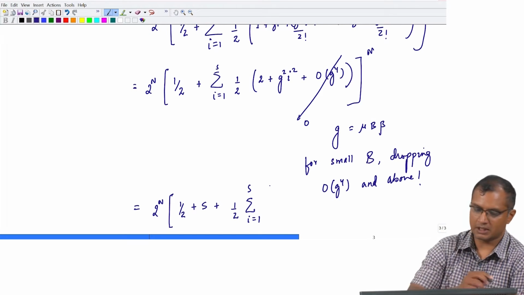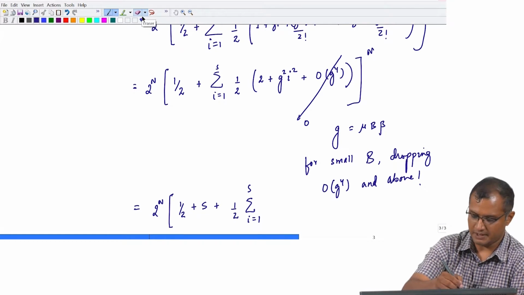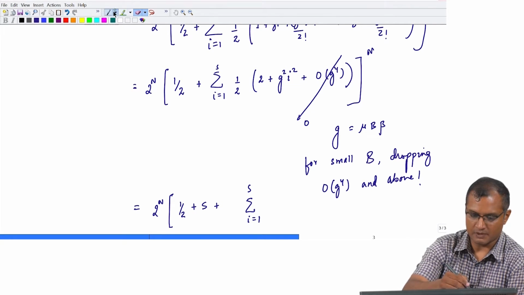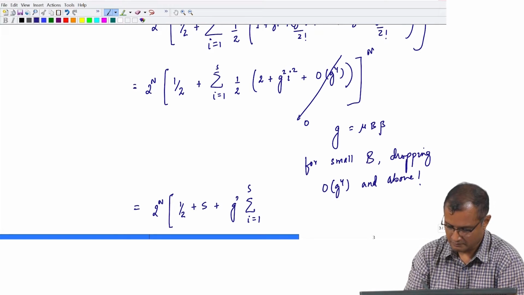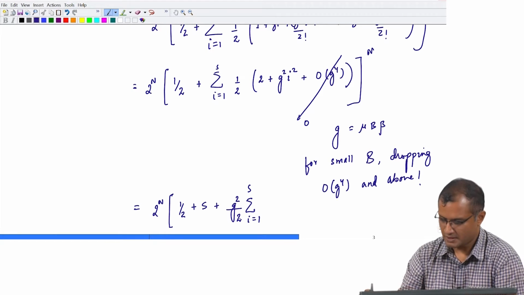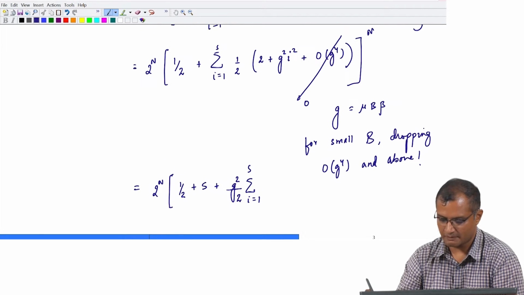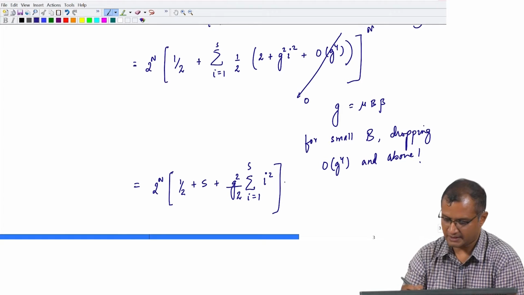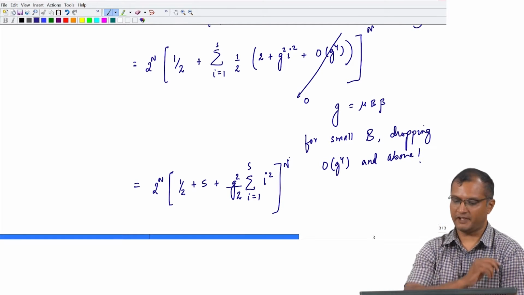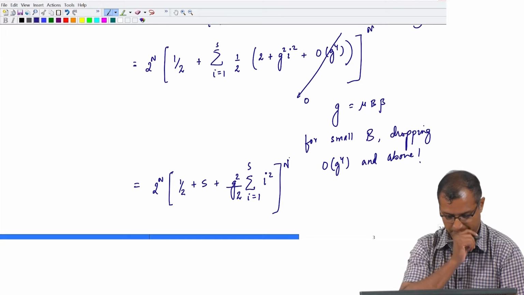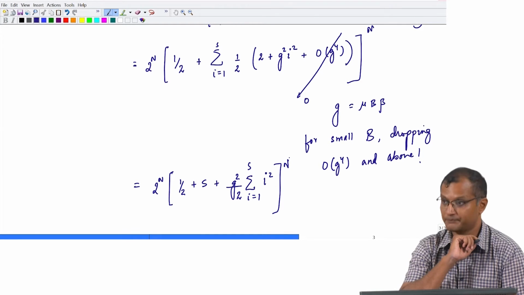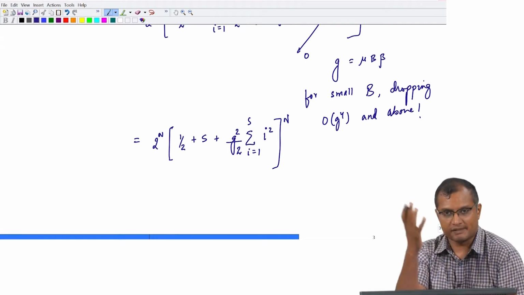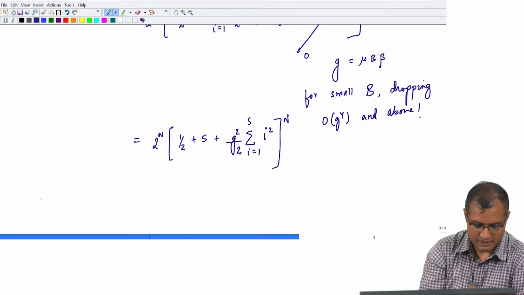In fact, I will take g also outside, g square also outside. So, g square by 2 I will take outside, and what I will get is basically summation i going from 1 to s of i square, and the entire thing is raised to the power n, fine. Now the sum of the first s squares is already known.